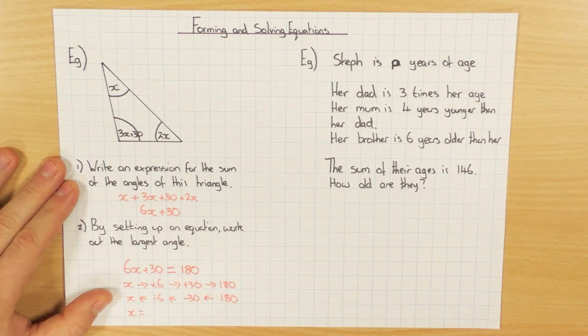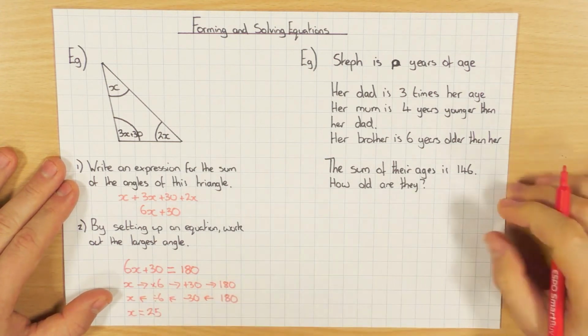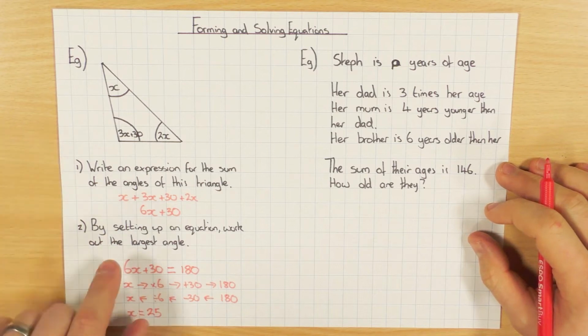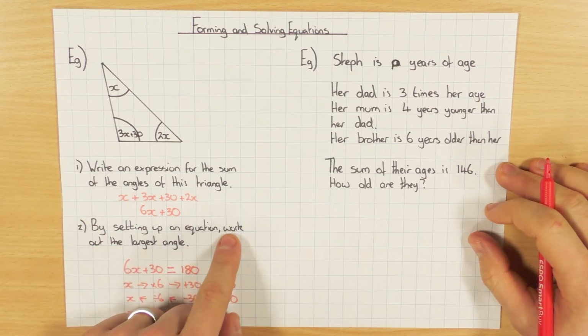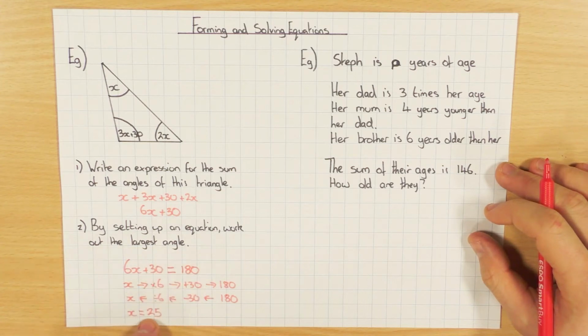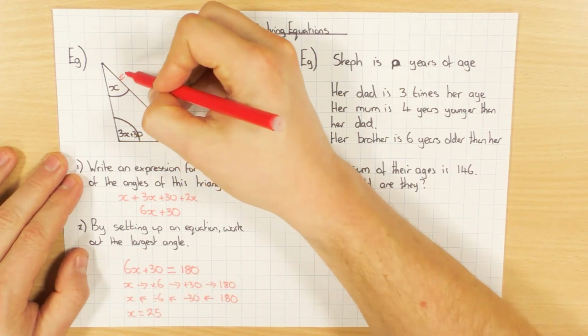Okay, so let's do that then. 180 minus 30 is 150, divided by 6, 25. Now what people do in the exam is they stop there, they've set up an equation, they've worked out x, brilliant, job done. But make sure you go back and read the question, because the question actually asks us to work out the largest angle. So now you've worked out x, make sure you go back and actually write down what all these angles are.